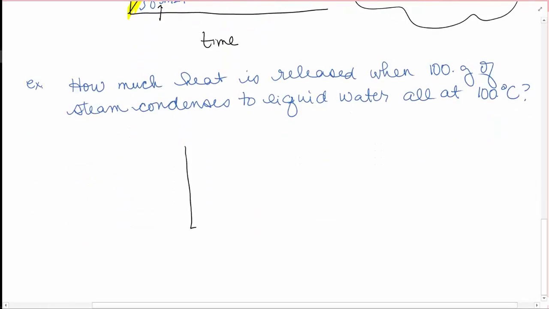Well, if we think about this heating curve that I just drew, we have 100 grams of steam at 100 degrees, and it's condensing to a liquid at 100 degrees. Here's where it's all steam. Here's where it's all liquid. In the middle, it's in the process of condensing, so both phases of matter exist.